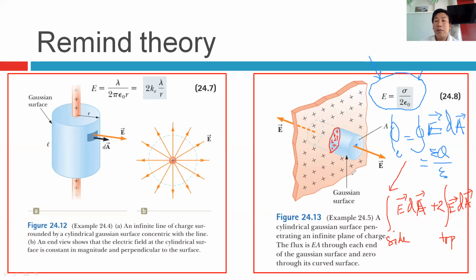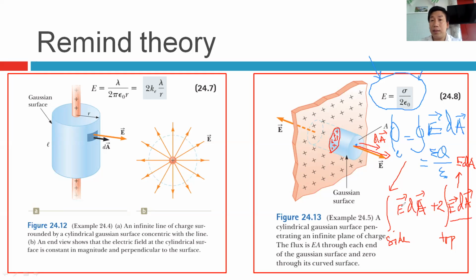Okay, for the side one. Okay, just look at the top first. You can see the vector E goes this way, and the vector dA goes this way. So it means dA and E are in the same direction. So this one becomes E dA, right? It's because these vectors are in the same direction.